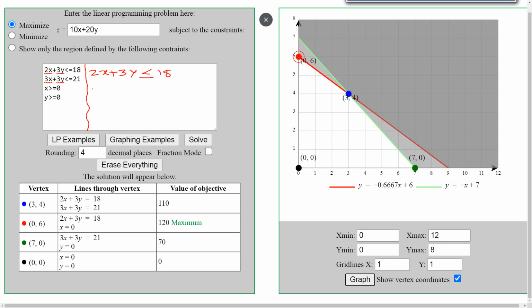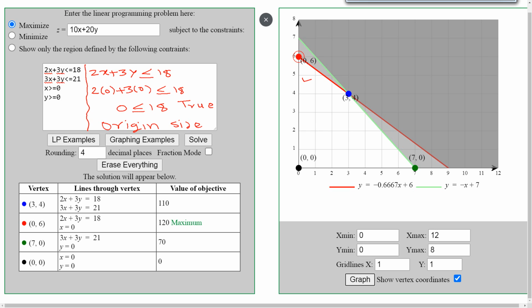Origin means x has 0 coordinate and y has 0 coordinate. So 2 into 0 plus 3 into 0 is less than or equal to 18. 0 is less than or equal to 18. So this is a true statement, isn't it? Because 0 is less than or equal to 18. So this is a true statement, meaning the inequality gets satisfied. Hence we say shade the origin side of this first constraint. And again we have to restrict ourselves to the first quadrant due to non-negativity constraints.